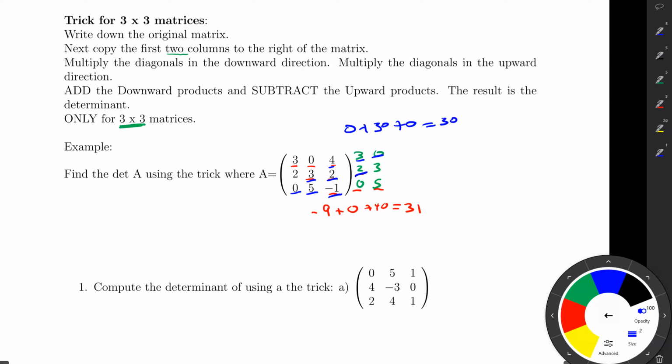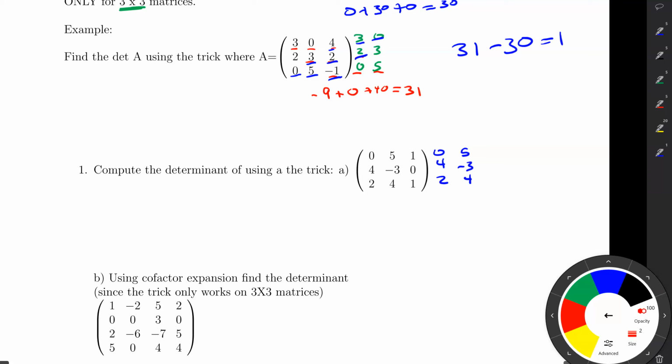All right, let's do that again. So 0, 4, 2, 5, -3, 4. Let's start with going downward. This gives me 0, this gives me 0, and this gives me 16. So that's 16. And then let's go upward. This gives me -6, this gives me 0, and this gives me 20. So that gives me 14. I'm going to take the downward one, 16, and subtract the upwards. So that gives me a determinant of 2.